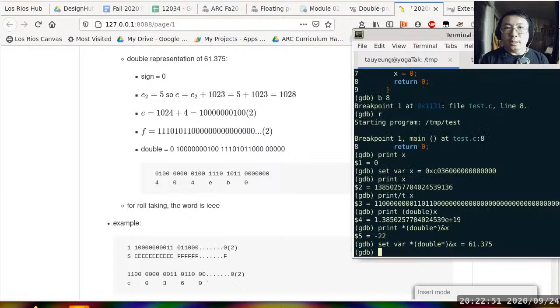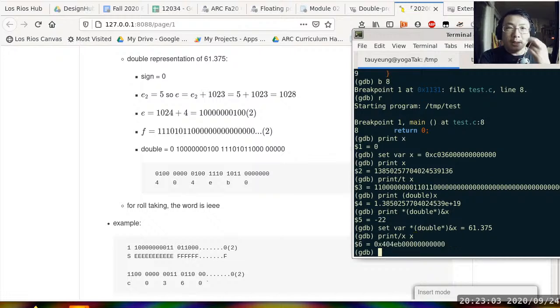So now we go back to the debugger, and this time we do exactly the opposite, which is printing in hexadecimal what X has. And that turns out to be 404EB, and then a whole bunch of zeros after that. So in other words, I just reversed the process, starting with a value that I want to represent, and then we get to the binary representation inside the double.